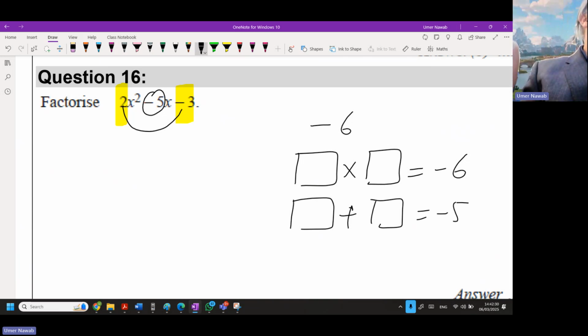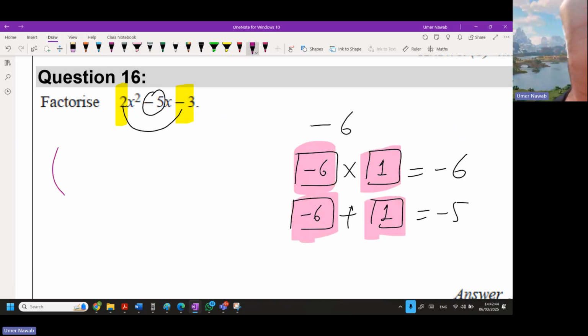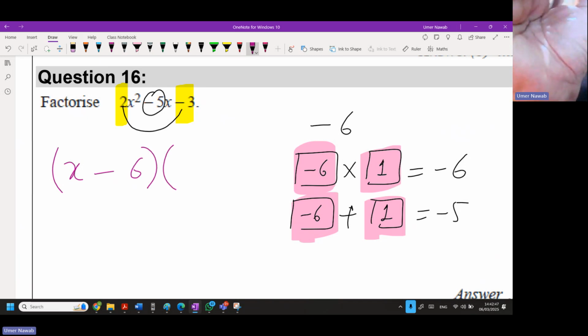So can I use my hit and trial technique? So I know if minus 6 is multiplying with 1, it gives you negative 6. And if negative 6 plus 1, we get negative 5. So what are those two numbers? I got it, negative 6 and 1. I'm going to write the two factors, x minus 6 and x plus 1.